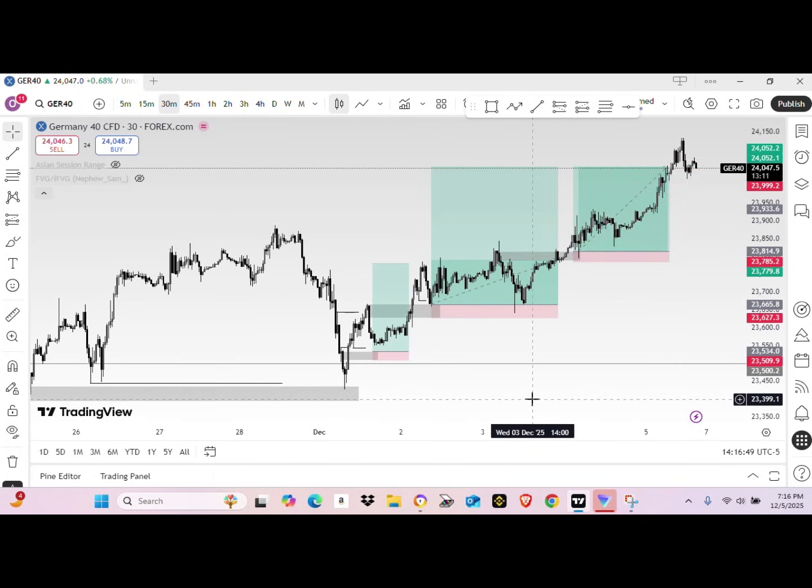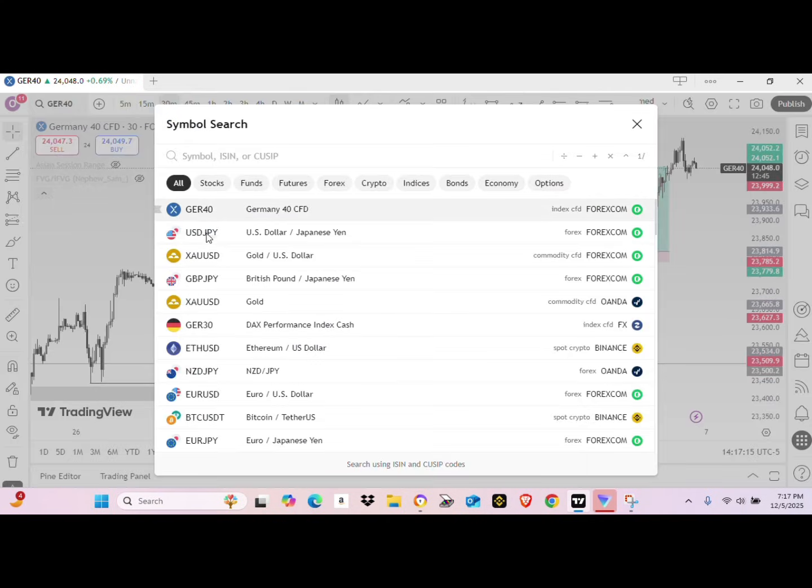GER40 is actually a nice pair. It respects strategy, and when I talk about respecting strategy, it can give you a directional bias that will look very simple on the higher time frame. So this is all about finding your directional bias on the higher time frame. Once you get your directional bias, trust me, you're hitting the next level. You can see there I marked out a line. After my line, I marked out everything, and boom, TP was hit.